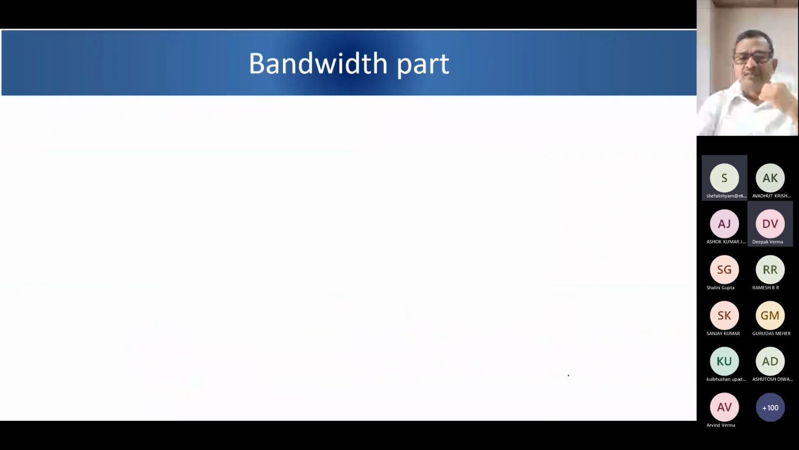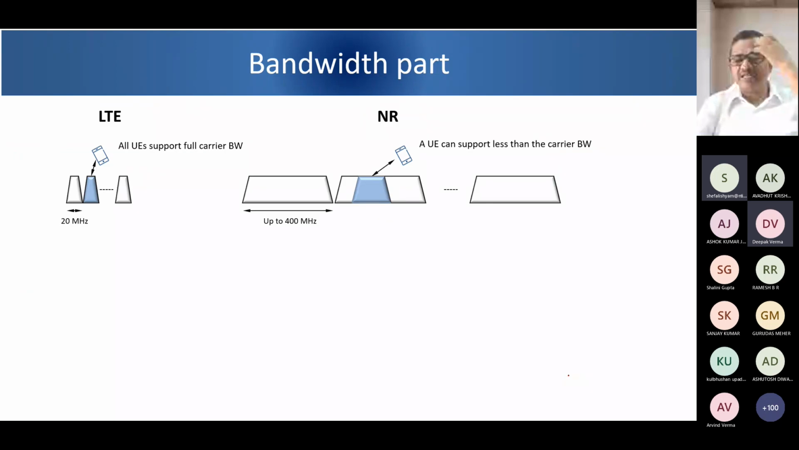Okay, the next part is bandwidth part. Let me explain what a bandwidth part is. First of all, in case of 4G, that's an issue with 4G, our mobile phone has to be designed for the entire channel bandwidth of 20 megahertz. Your 4G phones are always designed for the full channel bandwidth of 20 megahertz. And that's why we see that our battery gets discharged very fast, right?